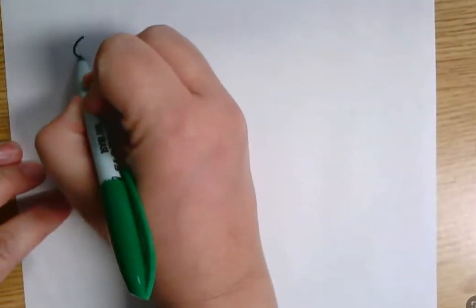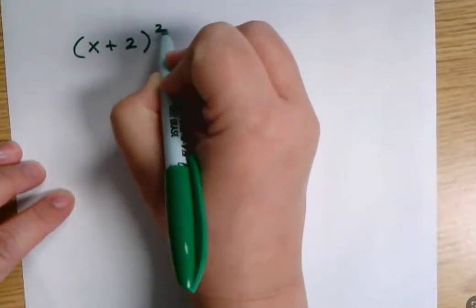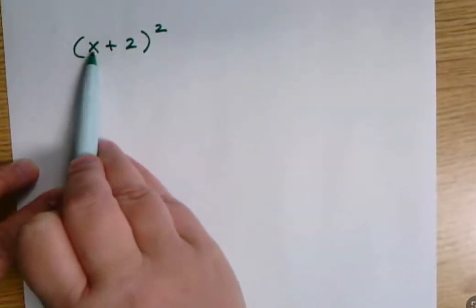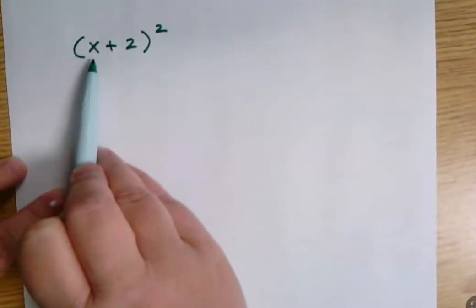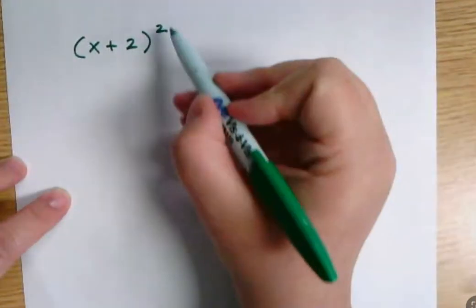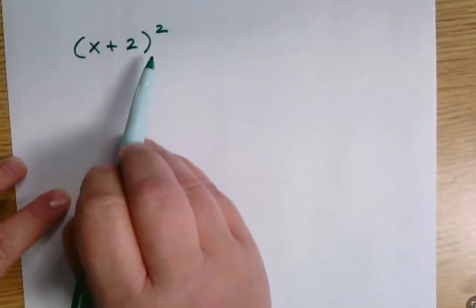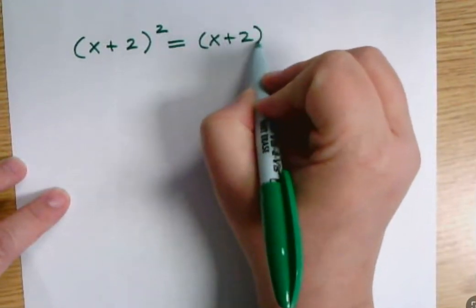So first off, let's just do some background here. If I have an expression like this, it is called a binomial because it's two terms, and my binomial here is being squared. If I square that, I have to be careful and not think of it as x squared plus 2 squared, because that's not how this works. What this means is x plus 2 times x plus 2.